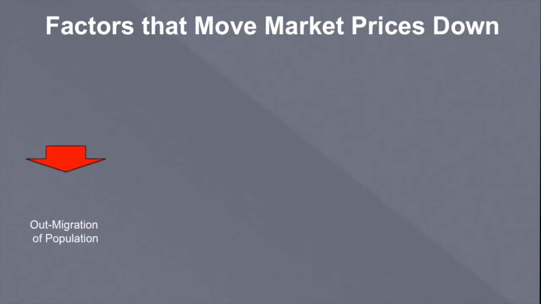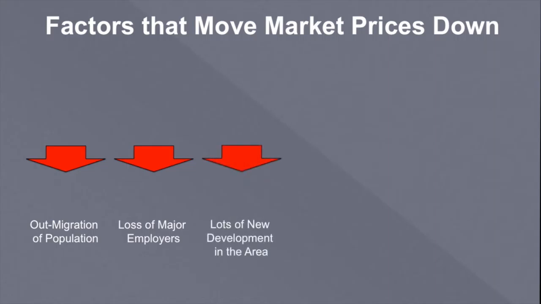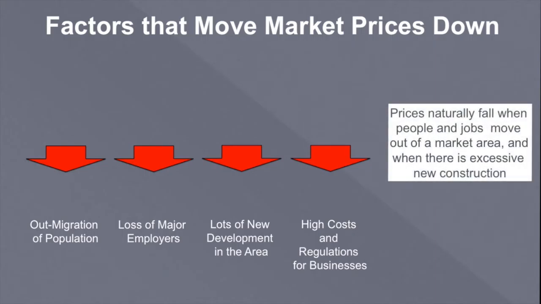So obviously outmigration is going to push prices down, loss of jobs is going to push prices down, and a glut of new development in an area, especially in the residential market, but certainly true in the commercial market too. I remember just a few years ago when my company leased a new office space, there was a glut of office space on the market, and we got a pretty good deal on our office lease because there was just a lot of supply out there. And high costs and regulations for business are, of course, either going to keep businesses away, or if they're there already, it's going to drive them out. Prices will naturally fall when these things happen.